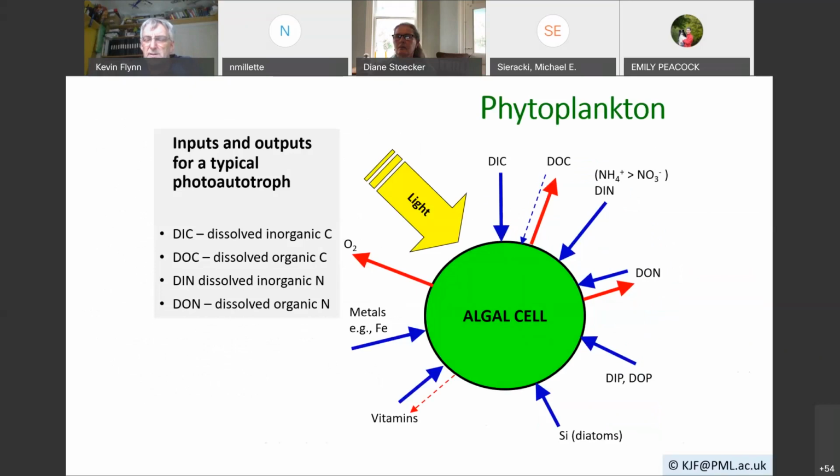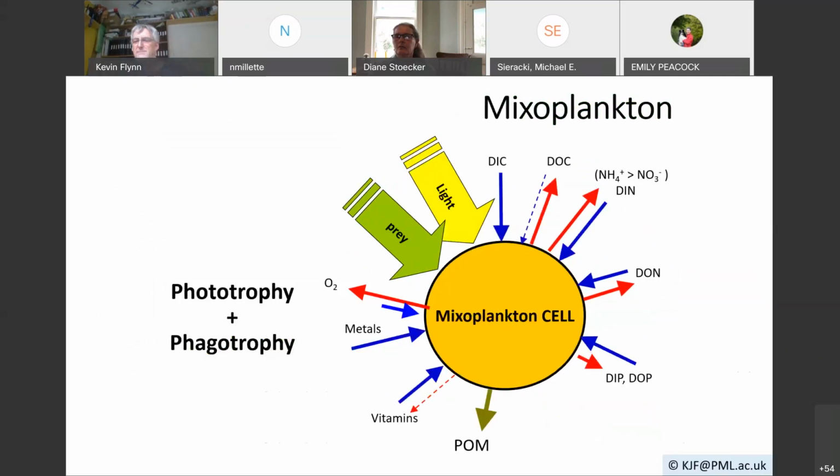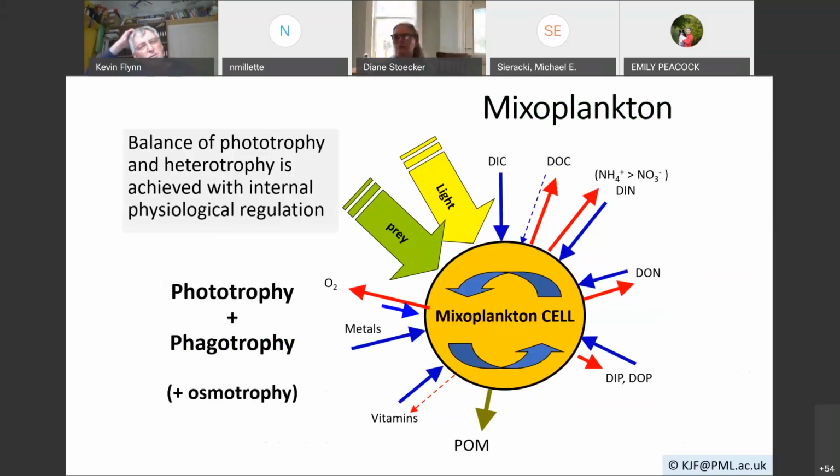So our phytoplankton cell looks like this with all these ins and outs. Our protozooplankton looks like this. And of course, our mixoplankton then puts the whole lot together. Lots of potential flows in and out. So photo, phago, and osmo in one cell. And then the balance of the different trophic modes is achieved by an internal physiological regulation.